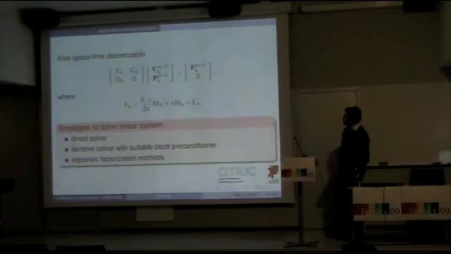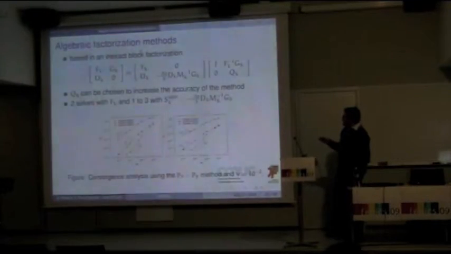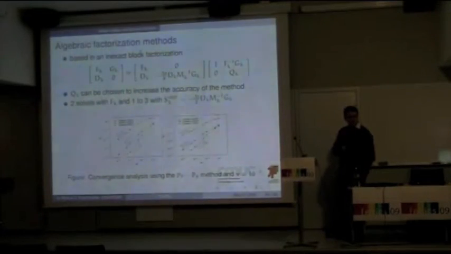Then your algebraic problem reads something like this. Here you have basically the convection-diffusion problem. You have different strategies: either a direct solver, at least in 2D, or an iterative solver with suitable block preconditioning, or an algebraic factorization method. Here I just show, we did all these checks, so it will be available in a few months in Gonzalo Peña's PhD thesis. But I just display the result for the Yosida, for the algebraic factorization method.